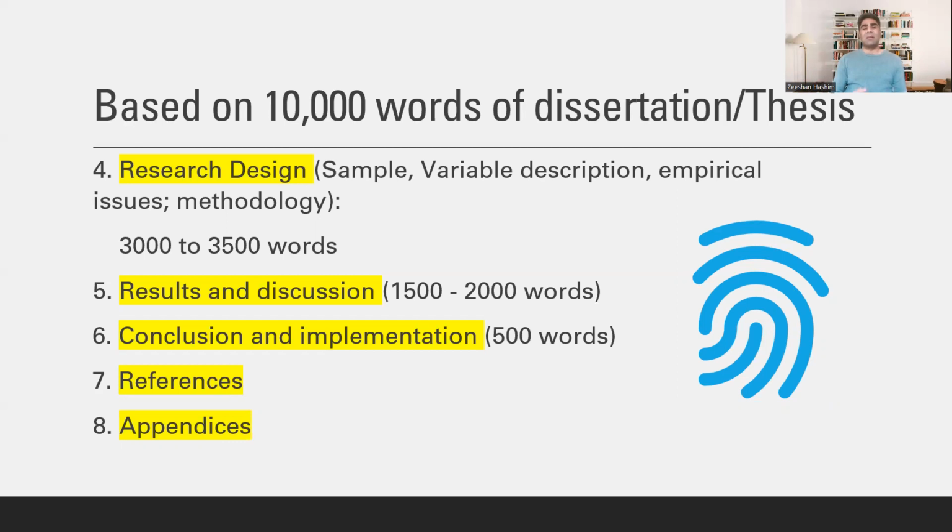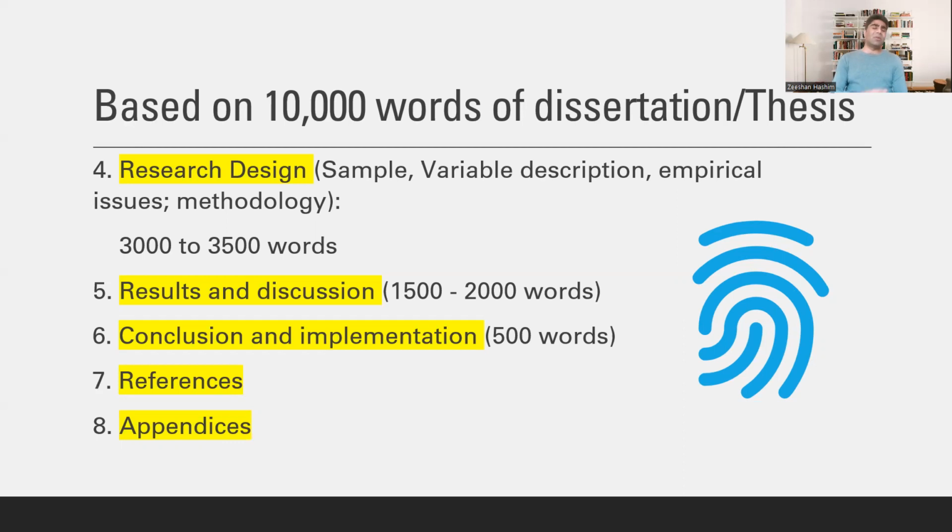But at the undergrad and master level, I would always suggest that first you need to read the work other scholars have done so far, and the results and discussion section must take 15% to 20%. So for a 10,000 word essay, it is 1,500 to 2,000 words. And then at the end, there is the conclusion and implementation.